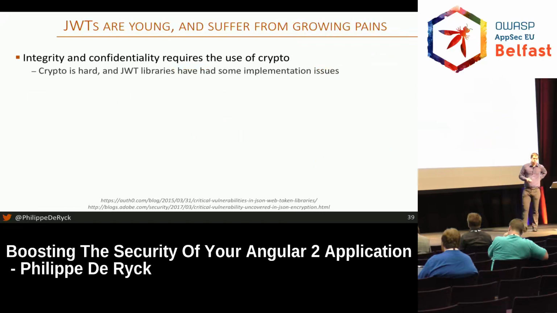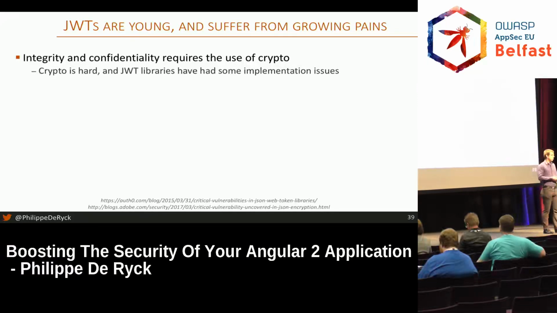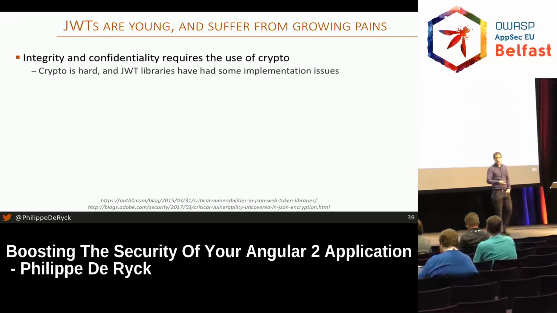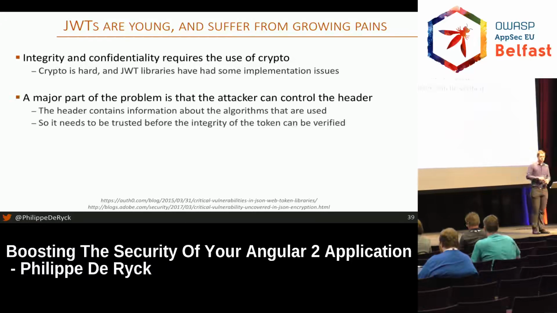A final word on JOT tokens. They are very young. They've been around for a couple of years. They have some growing pains. Essentially, one of the big problems is that they use crypto, and crypto is really hard. We've seen this in the past with XML, and we are seeing this again with JOT tokens. There's a talk, I think later today, about some problems with the crypto behind JOT tokens as well.